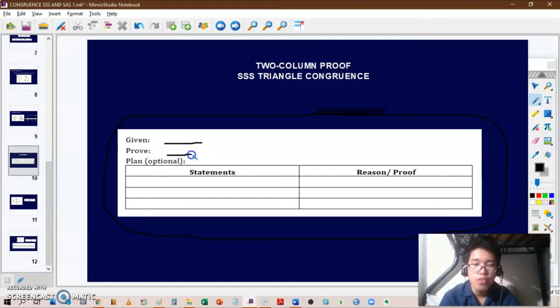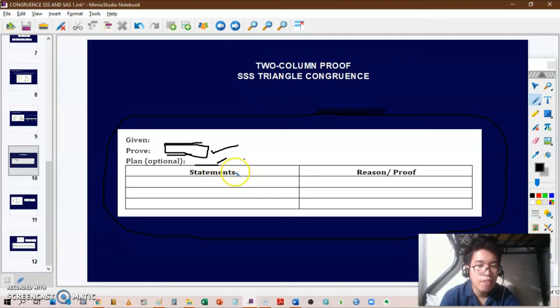Then after that is the proof. Then you have the plan. So the plan is optional. You're just going to state here on the plan how you're going to try to prove what's being asked to be proven for your specific problem. So it's generally a descriptive or narrative statement on how you're going to prove what's being asked in your given problem. But this is the general format.